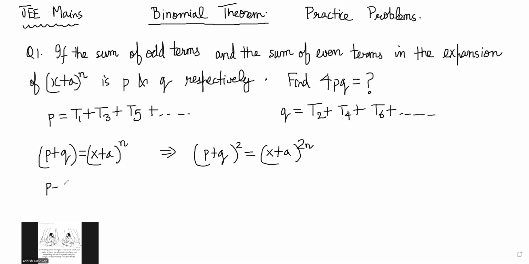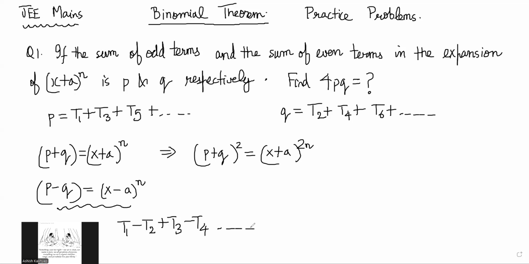And similarly, p minus q will be t1 minus t2 plus t3 minus t4 and so on. So that is obviously (x - a)^n. Think about it. When you put minus a instead of plus a, you will get terms like this, t1 minus t2 plus t3 minus t4 and so on, right? So p minus q is simply (x - a)^n, and therefore (p - q)^2 will be (x - a)^2n, right?